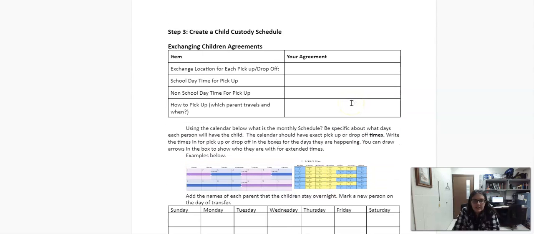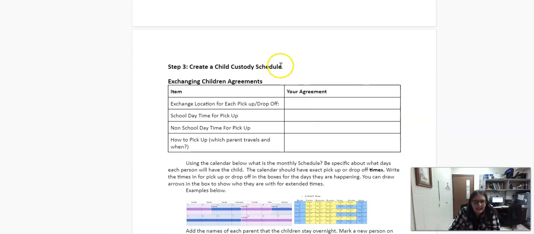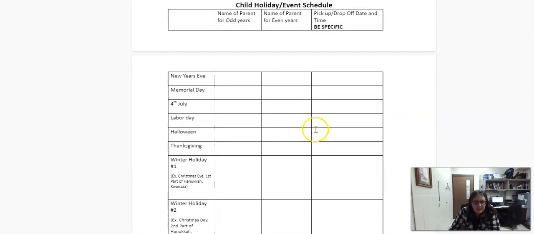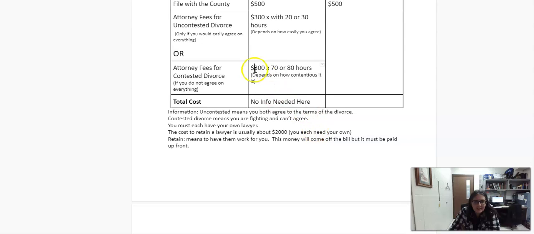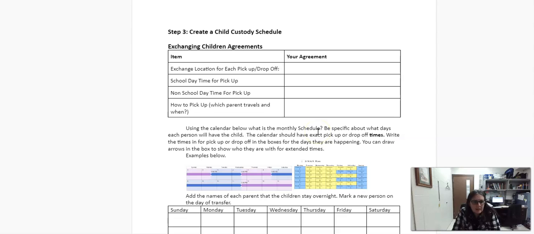So again, don't worry if you don't have this filled out yet. You'll understand as you go through the custody stuff. You'll be like, okay, I think maybe it's contested and I need to do this one. If it's not contested and you think everything's agreeable, then you just do the shorter one and then give a total cost. Step 3 is creating the child custody schedule.